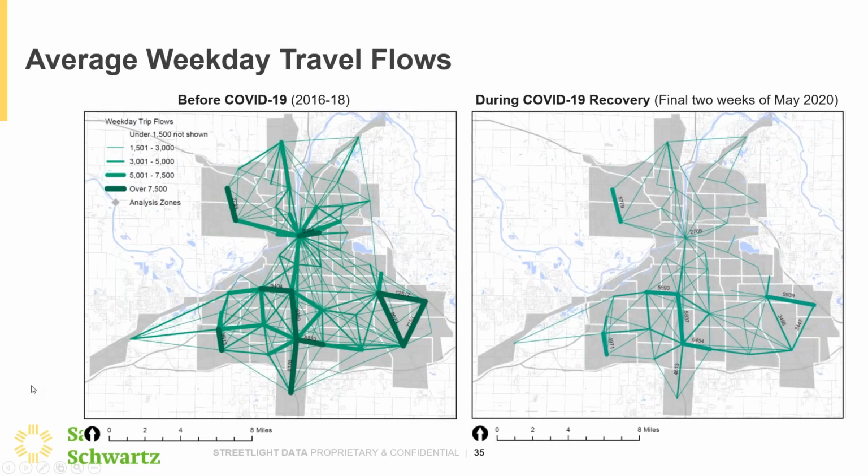Next, okay, thanks. So this is showing the flow maps before and after. The trend is pretty obvious, a very dramatic reduction in travel, especially travel to downtown. You don't see very many of the thicker flows going downtown at all. However, you do see also some areas where travel has maintained itself more than other areas, and that's especially on the south side of the community and some other pockets.